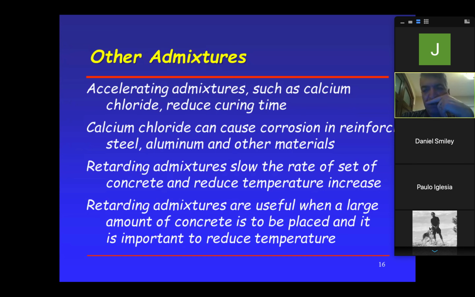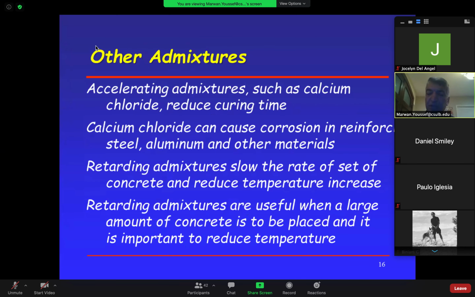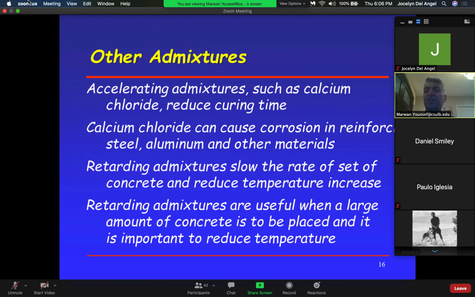Slabs in parking garages. Those guys are on their knees all the time, finishing that, and then putting certain textures by hand. You have to give them time. All right, that's a good example of that.